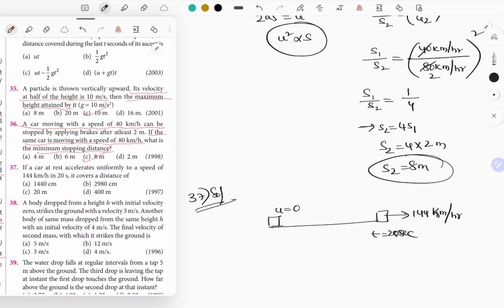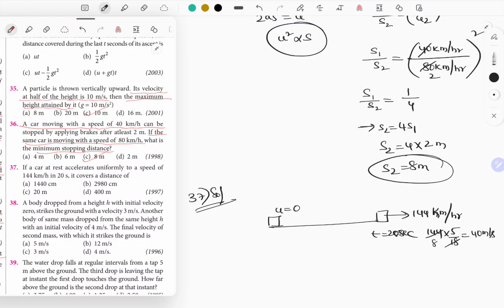So we have to convert kilometer per hour into meter per second. So 144 into 5 by 18. 18 eights are 144, which gives 8 fives, 40 meter per second. This is the way to convert kilometer per hour into meter per second. Very good. Within 20 seconds, the object's velocity is 40 meter per second.